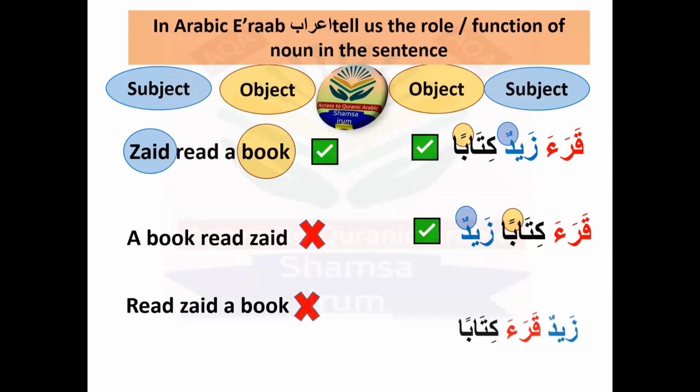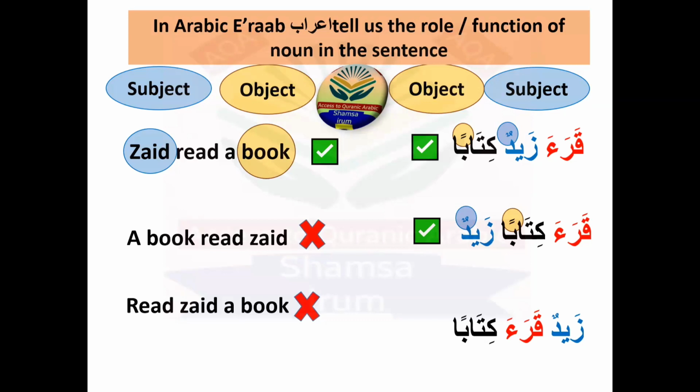Now the third sentence, look at the third sentence. I change the position again. Now the verb, the fi'l, is in the middle of the sentence, and Zaidun is at the beginning of the sentence, and kitaban comes last as the last word. Here kitaban was the last word, here in the middle, and here again last. I changed the position of all the words thoroughly. Does it give the same meaning, or does it give a very strange meaning? Let's see.